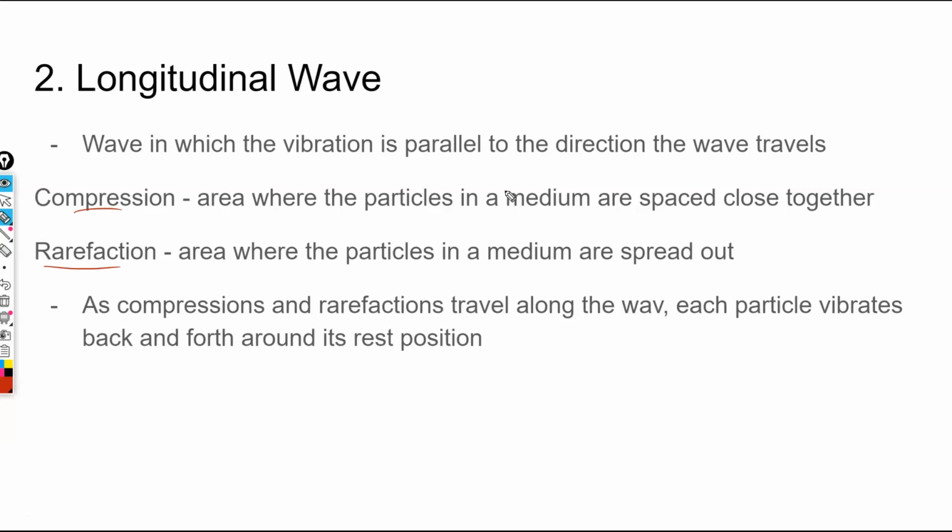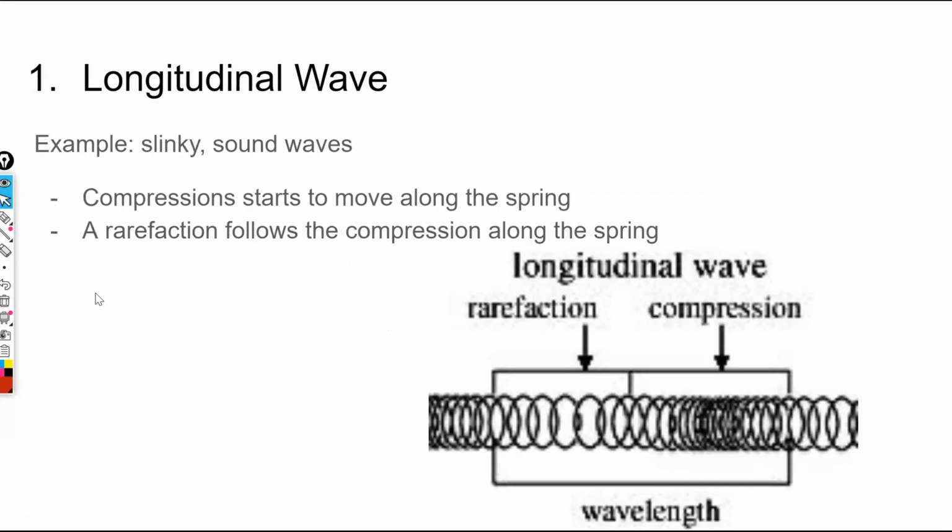And as the compressions and rarefactions travel along the wave, each particle vibrates back and forth around its rest position. So they'll go in a back and forth motion. A great example of a longitudinal wave, one you've all seen, is a slinky.